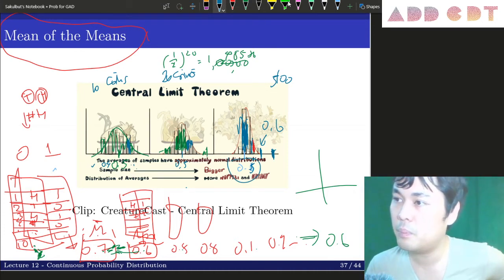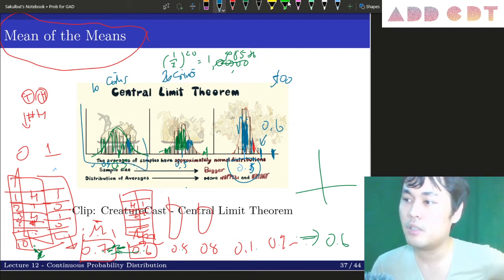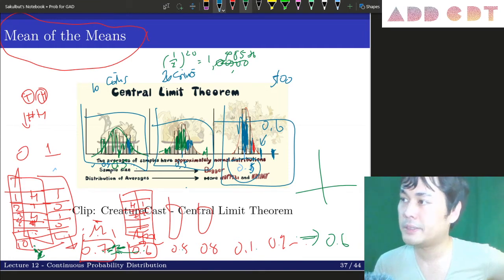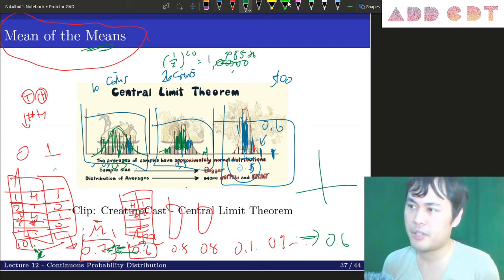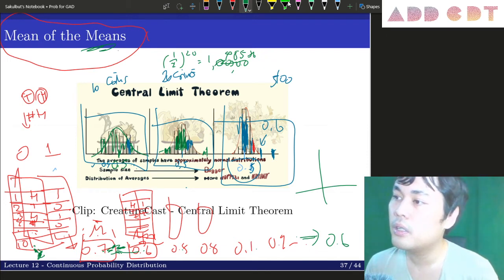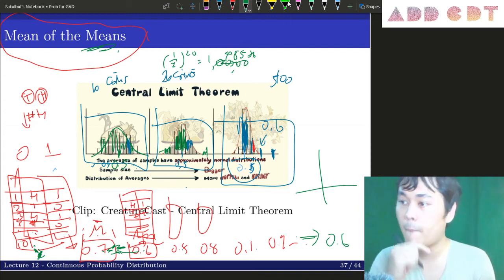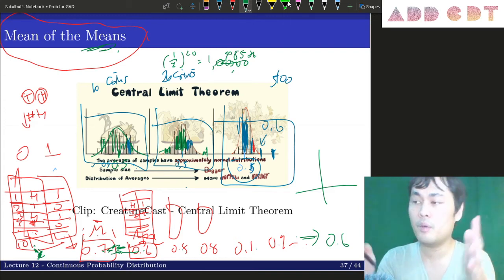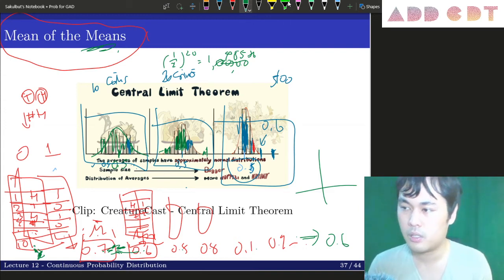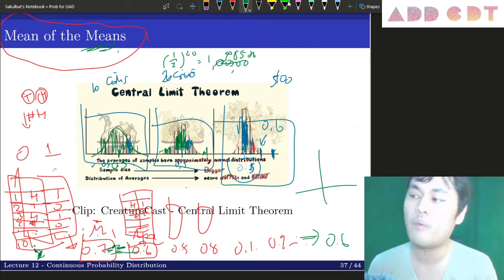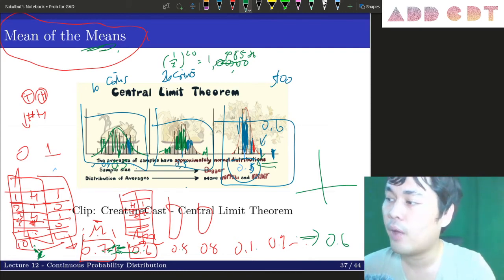And that's what it means to be the mean of the means. In each of these graphs, we compute the mean of the means, but we increase the sample size. As we increase the number, we are going to get more accurate means. You get fewer extreme values on both ends. All the values are going to be concentrated in the middle, which is the expected average here.